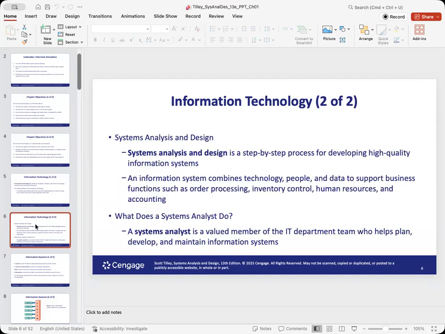Now, under information technology, we have systems analysis. So it's an aspect of IT that we're dealing with, systems analysis and design. And as such, it is a step-by-step process for you to be able to develop very high quality information systems. In order for you to develop information systems, applications, websites, databases, or whatever it is, you need to follow a process. As Doc said earlier, you can't just get up and say, I am designing a system. There must be a step-by-step process.